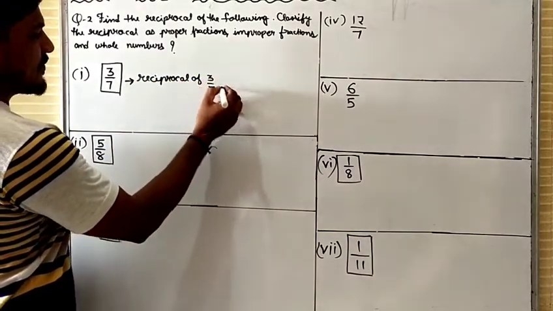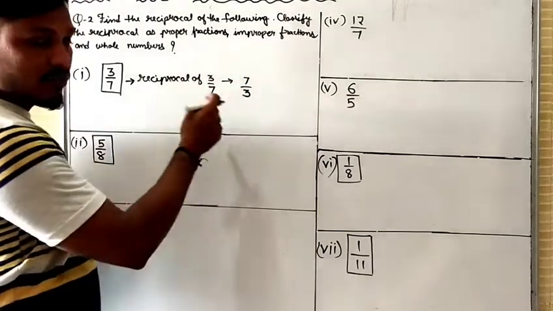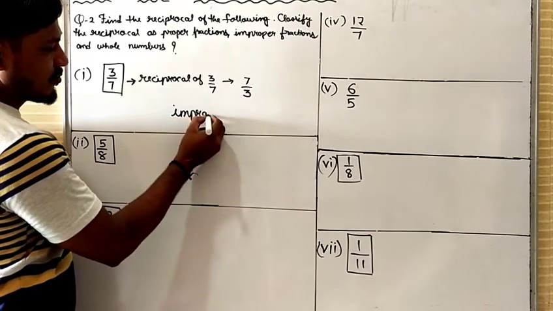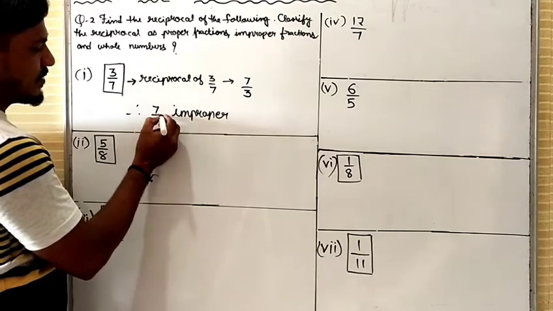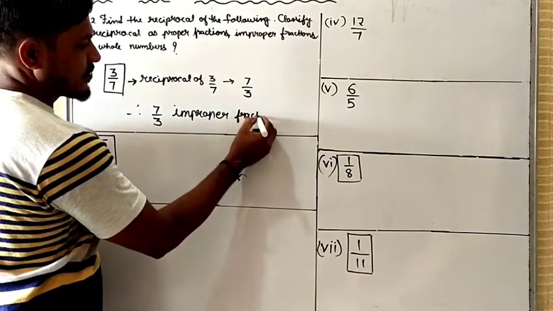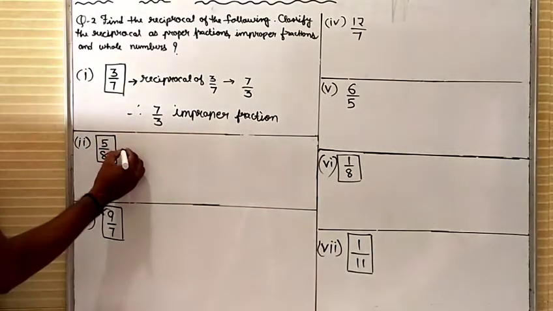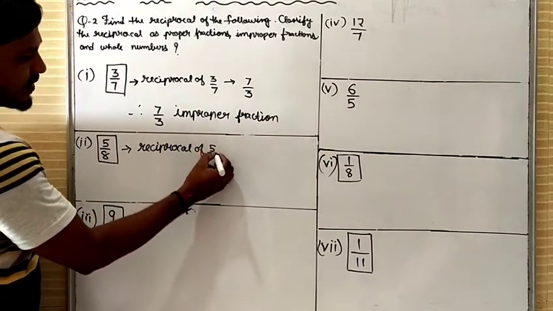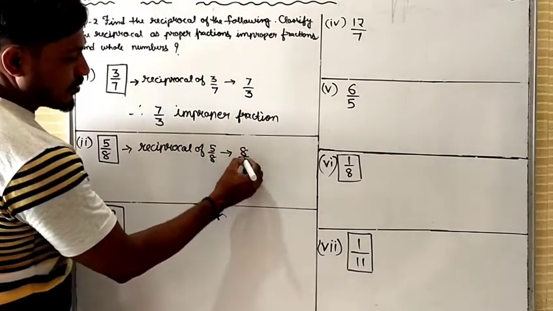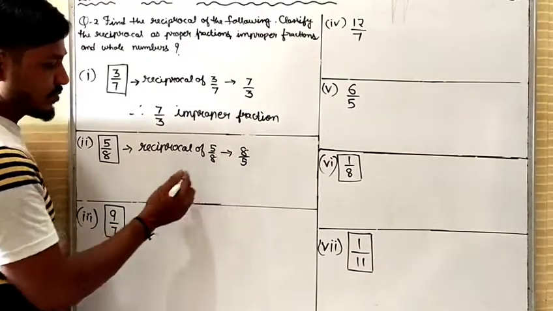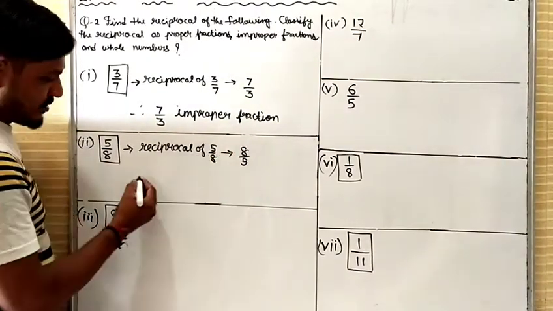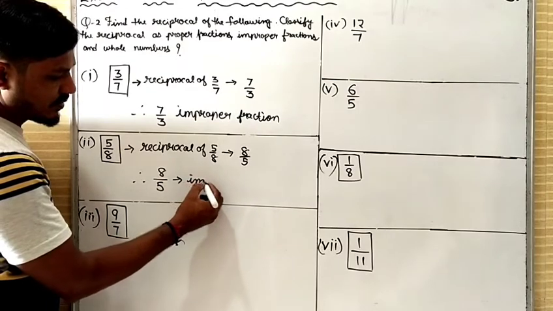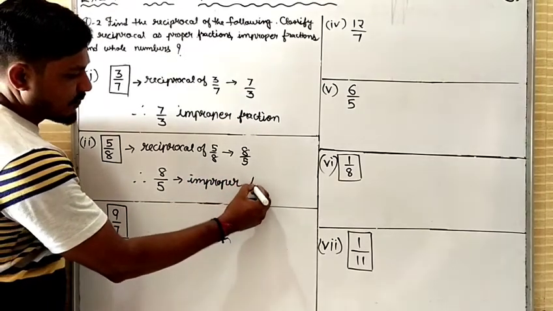Reciprocal of 3 by 7 gives 7 by 3. Here numerator is greater than denominator, that means it is an improper fraction. Therefore 7 by 3 is an improper fraction. Then reciprocal of 5 by 8 gives 8 by 5. You need not convert it into a mixed fraction, just reciprocal. So here also numerator is greater than denominator. So therefore 8 by 5 is an improper fraction.